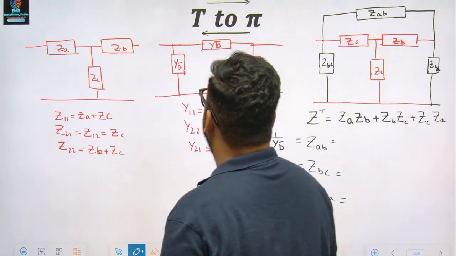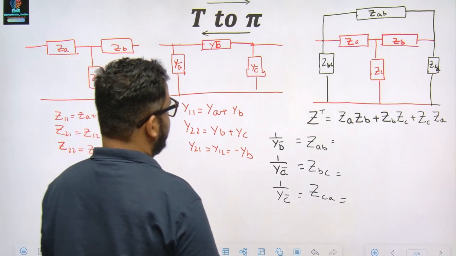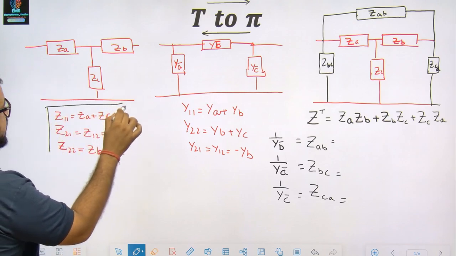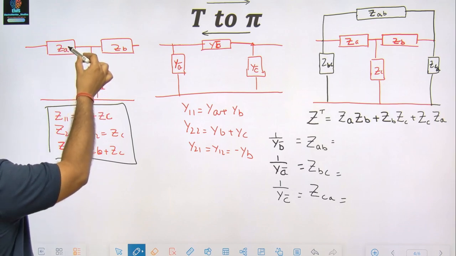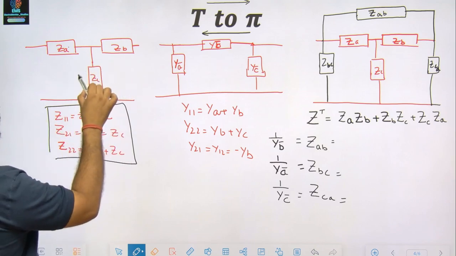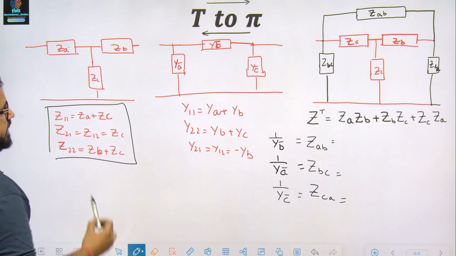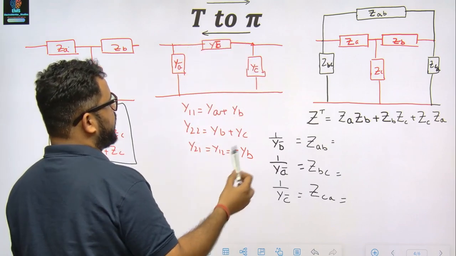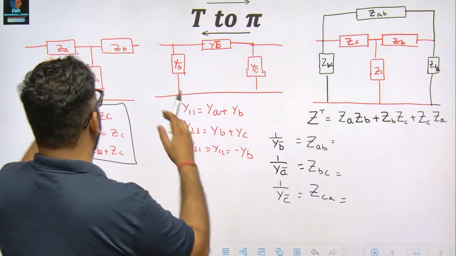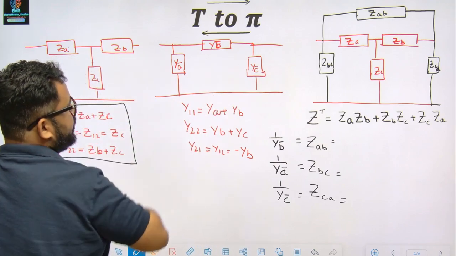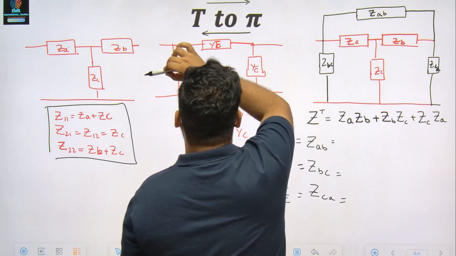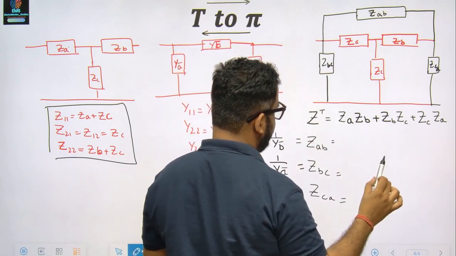Now, T to pi and pi to T network. Now, we already know for a T network, it is easier to calculate the Z parameter. So, Z11 is ZA plus ZC, Z21 is ZC, Z12 is ZC, and Z22 is ZB plus ZC. And similarly, for a pi network, it is always easier to calculate my admittance parameter. Now, if you want to convert this T to pi or pi to T, we've already seen such things. This is nothing but delta to star and star to delta conversion.